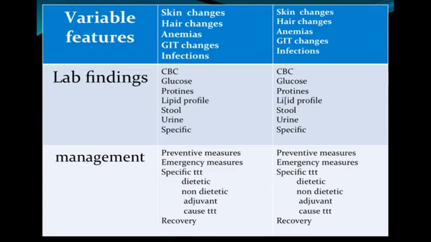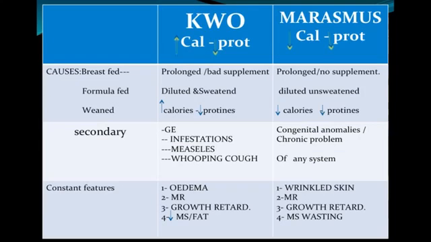Simply, parasitic infestations. Back again to the previous slide. So causes. There are secondary causes. What are called the secondary causes? For kwashiorkor: gastroenteritis, especially parasitic infestations, measles and whooping cough. Why do we describe measles and whooping cough in particular as a cause of kwashiorkor? Because measles is a debilitating disease.